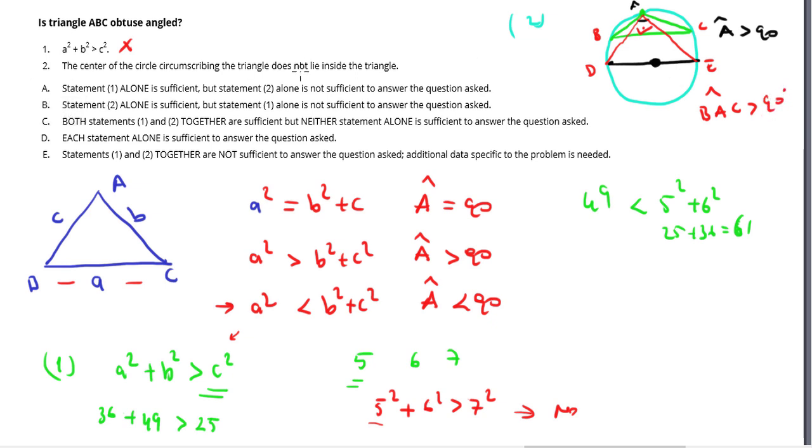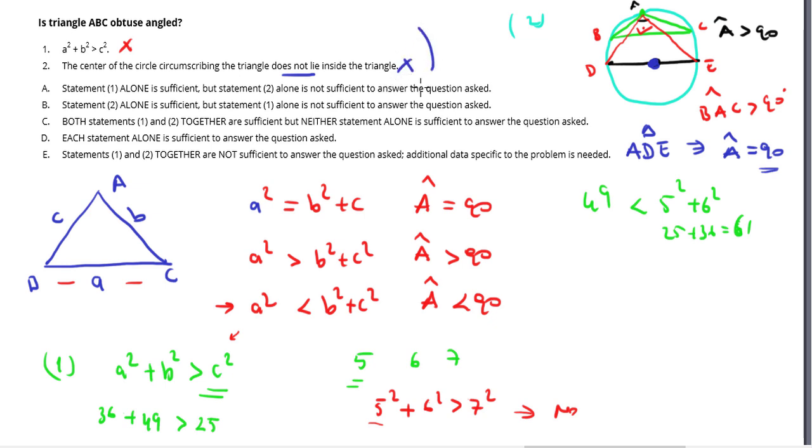But how about this? Because it says does not lie inside the triangle. It may be on the side of the triangle. The center might be on the side of the triangle. If this is the case, it does not lie inside the triangle. So in this case, ADE triangle, A is 90 degrees, which is not obtuse angle or acute angle, but it is right angle. So this is not very clear either.